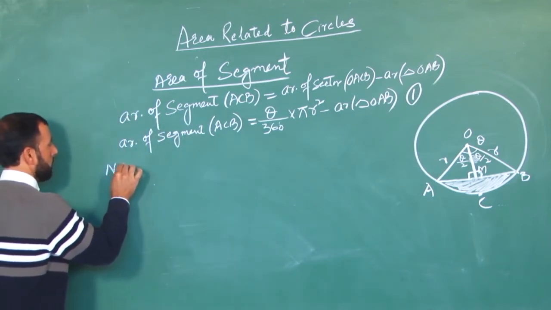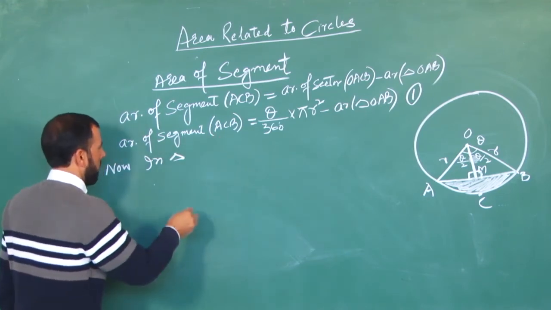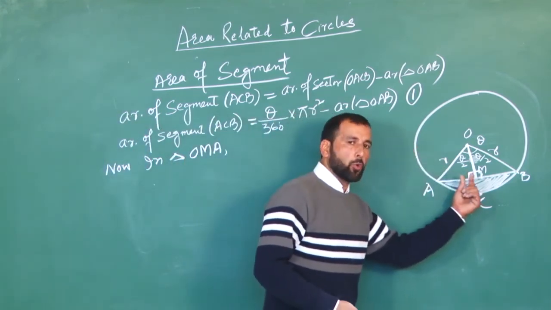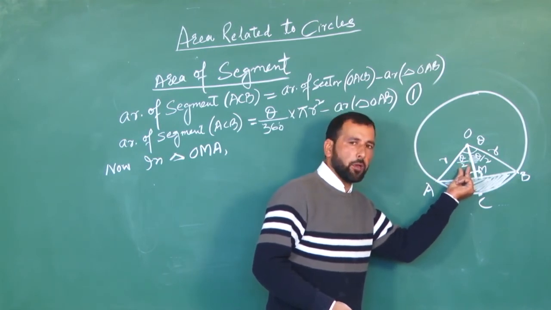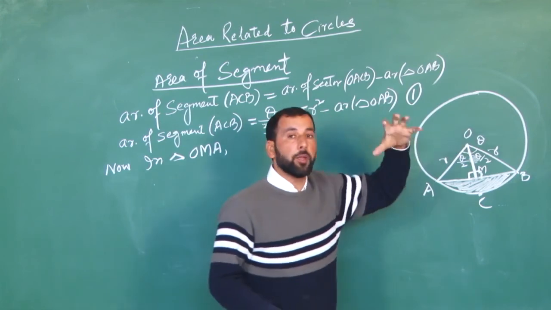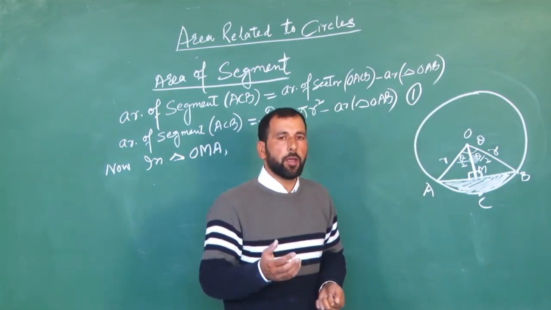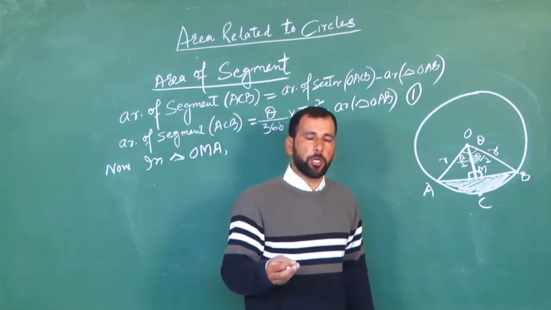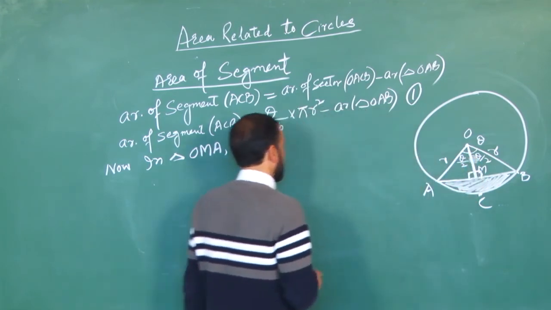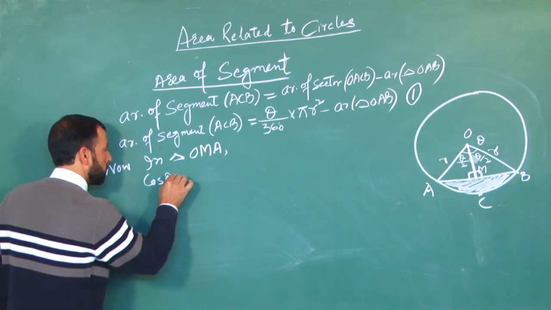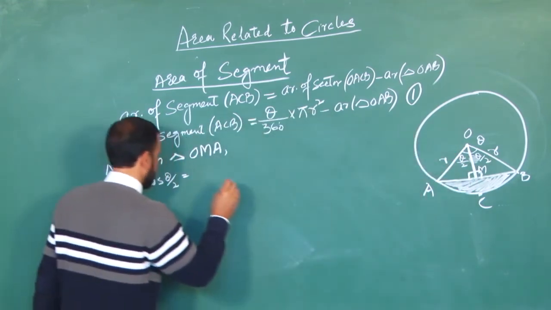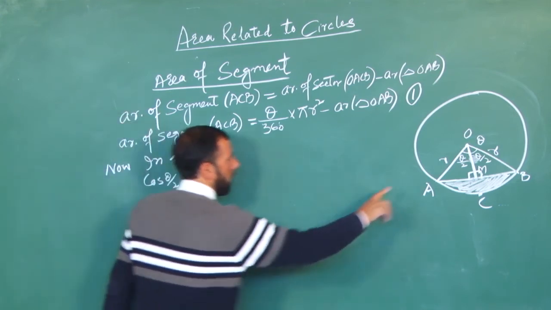Now in triangle OMA, we use trigonometric ratios. We have to find the perpendicular and base if we take the angle theta divided by 2. So we can apply cos of theta by 2. Cos is equal to base upon hypotenuse. We know that the base is the side adjacent to the angle, and the hypotenuse is the side opposite to the right angle. Here the angle is theta by 2, and its adjacent side is OM. So cos of theta by 2 is equal to base by hypotenuse. What is the base here? The base is OM. It is OM divided by the hypotenuse, and the hypotenuse is OA.